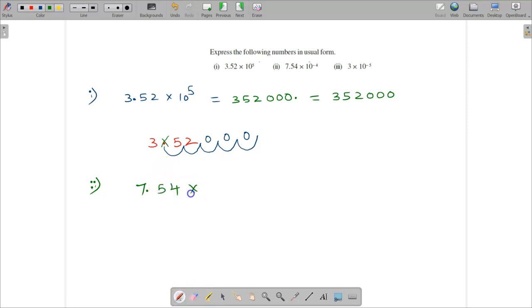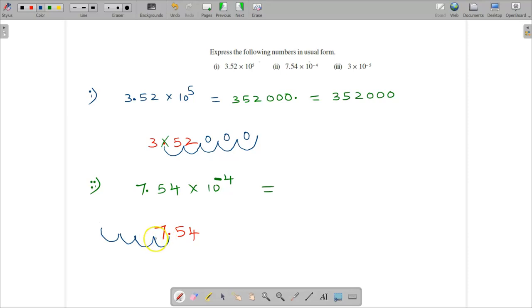Similarly, coming to the second problem, it is 7.54 into 10 power minus 4. In 10 power minus 4, we have a negative power, so we will get a very small number. We need to move this decimal point to the left side. Instead of moving the decimal point to the right side, here we need to move the decimal point to the left side. If you take the number 7.54, we move this decimal point to the left side 4 times. The decimal point will move like this: first time, second time, third time, and fourth time.